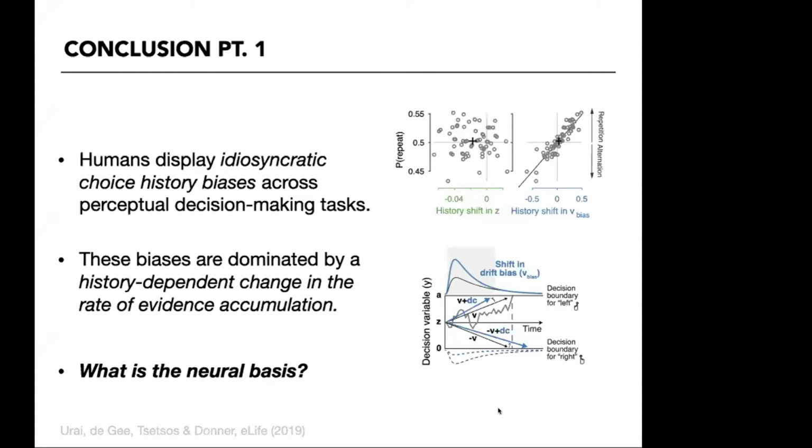Right. So I'll show some unpublished data next, where we try to zoom in and pinpoint if we could find these signatures of these biases in the brain.